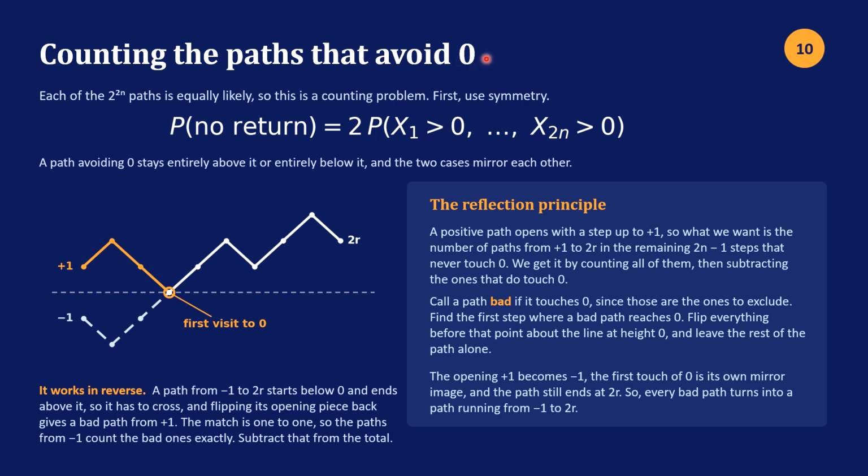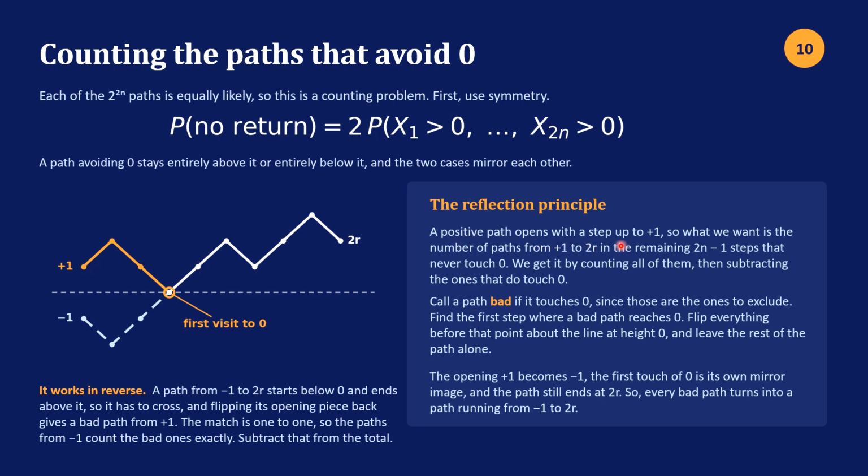Counting the paths that avoid 0. So let's continue. Each of the 2 to the 2n paths is equally likely, so this is a counting problem. We first use symmetry. And you notice here we're just looking at the case where all of them at each step were greater than 0, and then we can just multiply by 2. So we're working with this case here. A path avoiding 0 stays entirely above it or entirely below it, and the two cases mirror each other, which is just another way of saying what I just said here. We're going to look at something called the reflection principle.